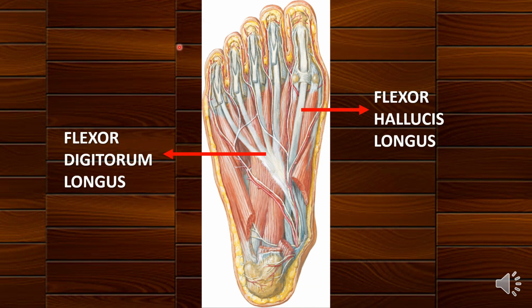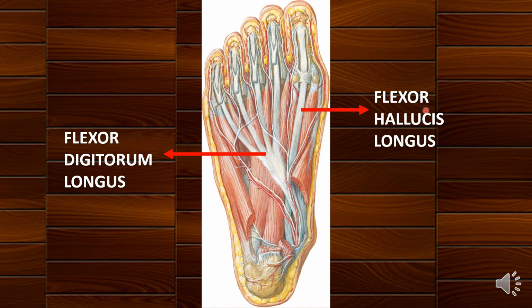So flexor digitorum longus, from the name itself, is going to the sole of the foot, and then it is going to divide into 4 tendons, and it is going to get inserted into the base of the distal phalanx of the lateral four toes. And flexor hallucis longus will go to the terminal phalanx of the big toe. So what will be the action? They will help in plantar flexion of the ankle joint as well as the distal phalanx.